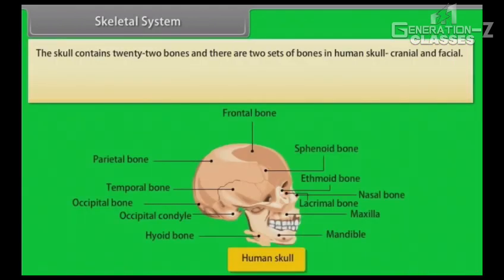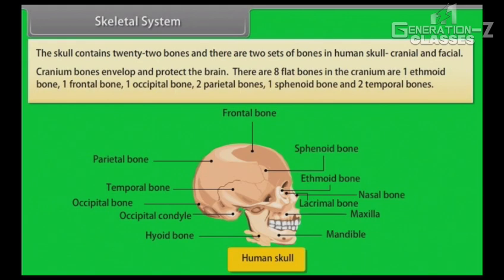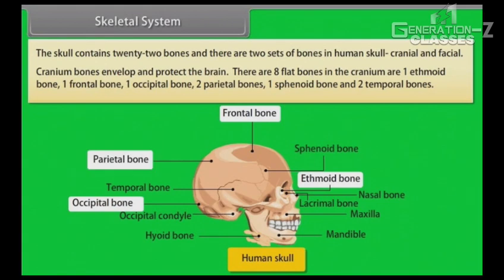The skull contains 22 bones, and there are two sets of bones in the human skull, cranial and facial. Cranium bones envelop and protect the brain. There are 8 flat bones in the cranium: 1 ethmoid bone, 1 frontal bone, 1 occipital bone, 2 parietal bones, 1 sphenoid bone, and 2 temporal bones.